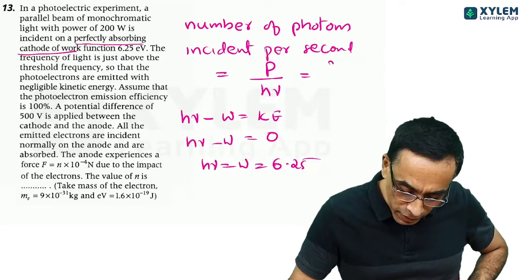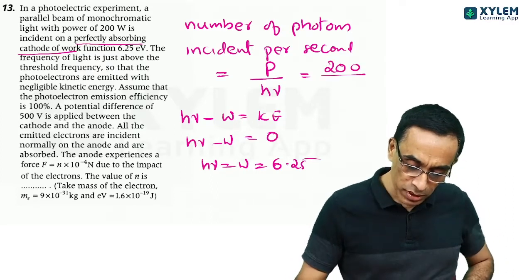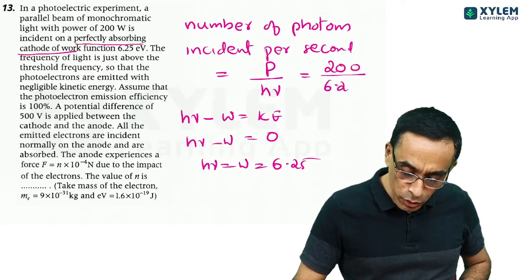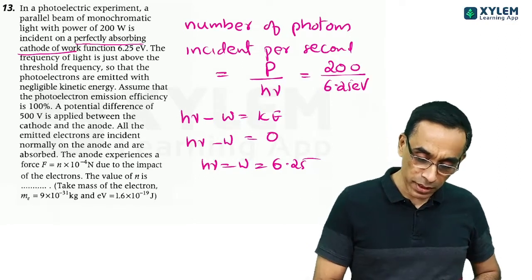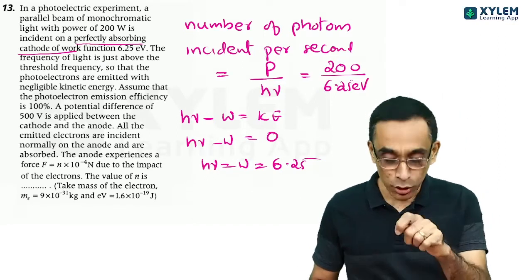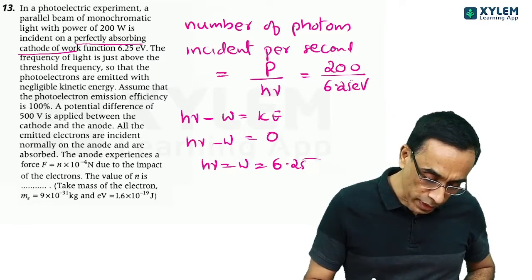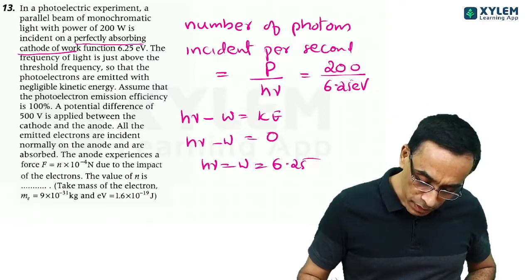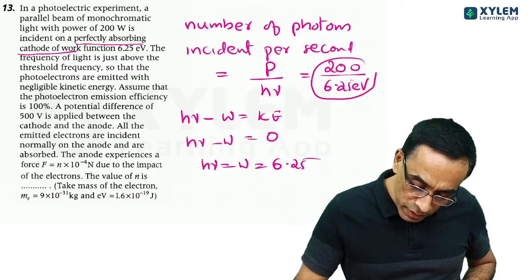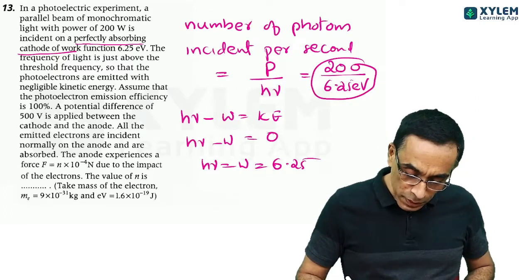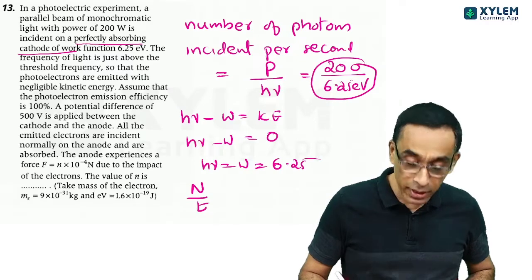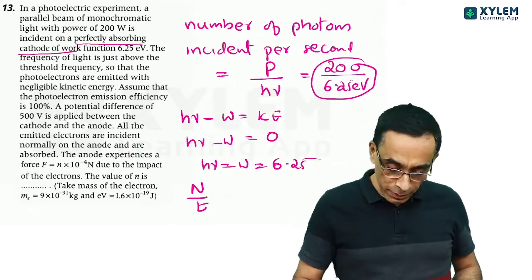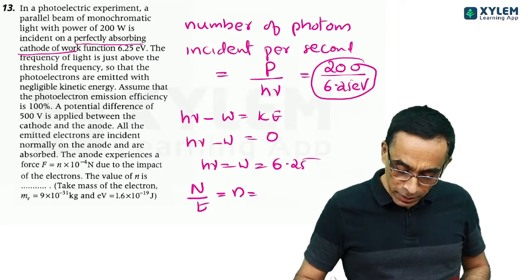So power is 200, 100% efficient, divided by 6.25 electron volt. This is the number of photons emitted per second. But this will be converted into joules, so I'll write the equation here. A unit conversion must happen in this equation. The number of photons emitted per second is n/t, where n is the number of photons and t is the time taken.